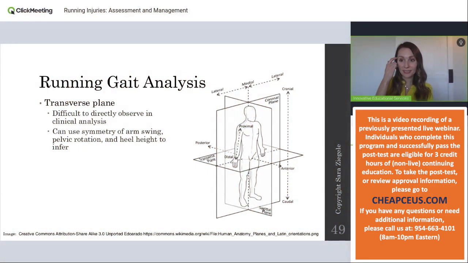And then the transverse plane. So this one's a little bit more difficult to directly observe because we'd have to have essentially a drone coming down from the top, which maybe is on the horizon for clinics. You never know. But we can infer from the arm swing and from the pelvic rotation and heel height how that transverse plane is going to look. So that can be another angle that we evaluate.